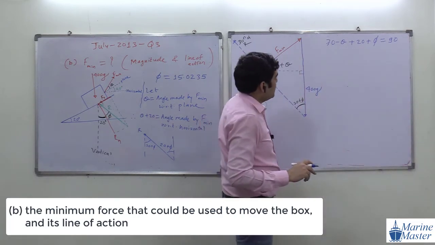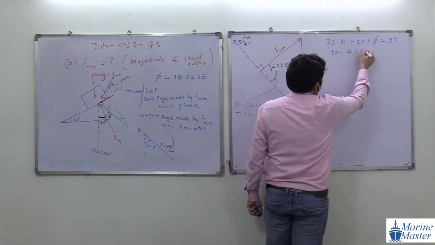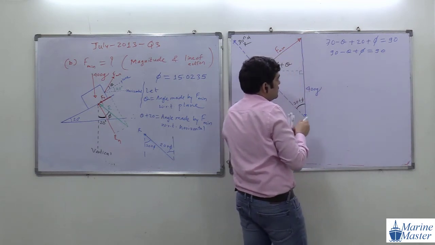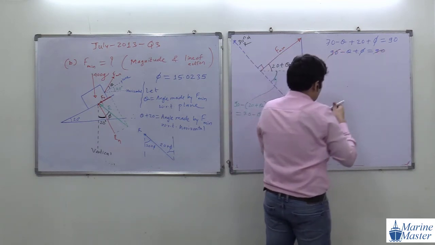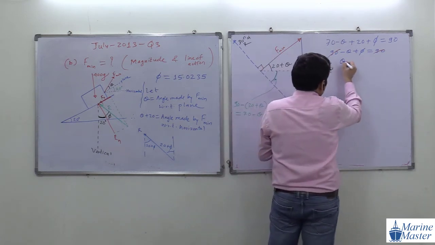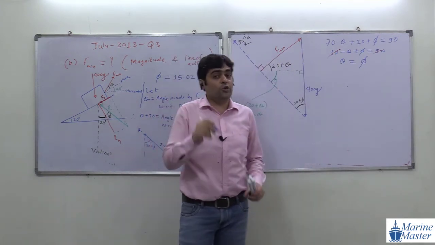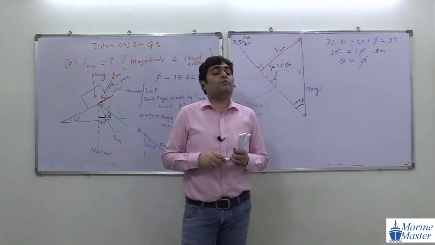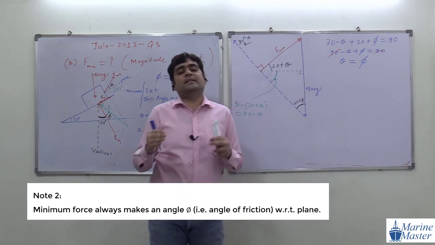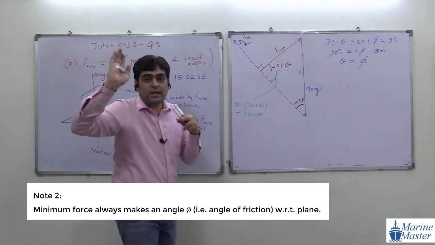Okay, good. So this one will become 90 minus theta plus phi, equal to 90. So the 90 will cancel. What did we get? Theta equals phi. So that's why I have given you the second note for the minimum force. What is the second note? Minimum force always makes an angle phi with respect to the plane.